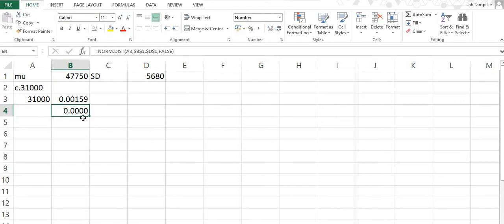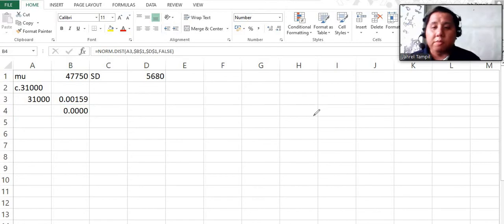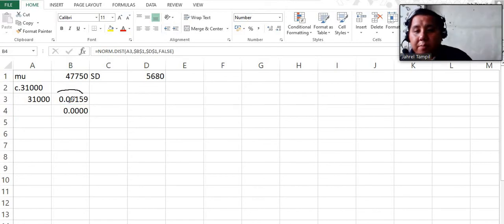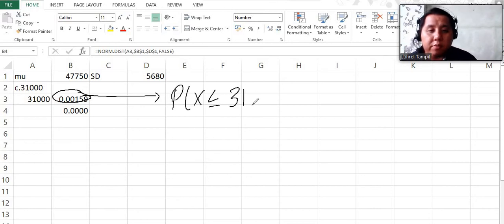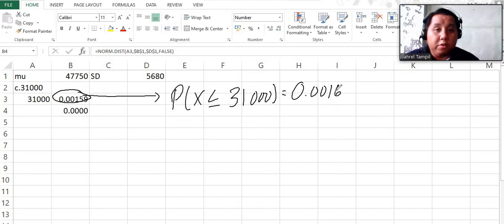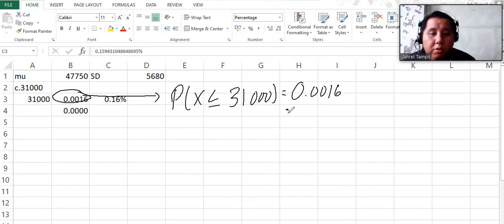So now, what do these values mean? With these values, this value specifically would mean that the probability that the salary of a teacher would be 31,000 or less would be 0.000016 if we're going to round it off. Let's round it off first. There you go, after a little bit of magic, it's here, or in percentage, it's 0.16%.